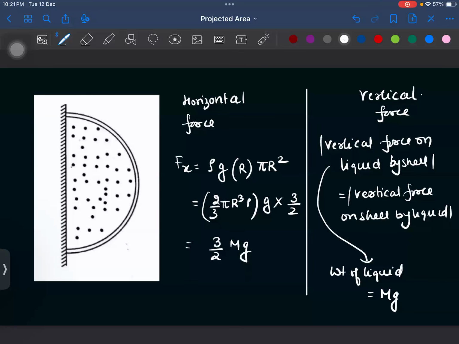Now, student, this doesn't complete our task. There will be another vertical force on this shell, and that will be the weight of the shell as well that we need to add in it. That will be small mg. So the resultant of these two forces in the vertical direction will give us the net force, and that solves this question completely.